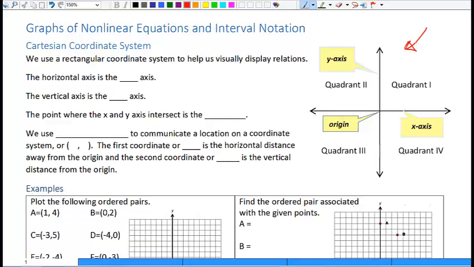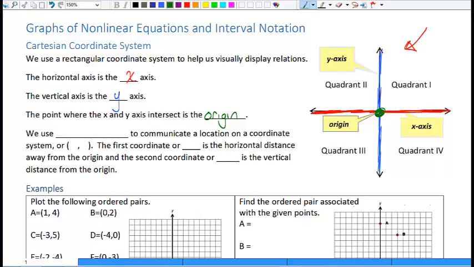The horizontal axis is the x-axis, and that's this axis right here. We'll highlight it in red. The vertical axis is the y-axis, and we'll highlight that one in blue here. Okay, so that's the y-axis. The point where the x and y-axis intersect is called the origin. And that's right here.